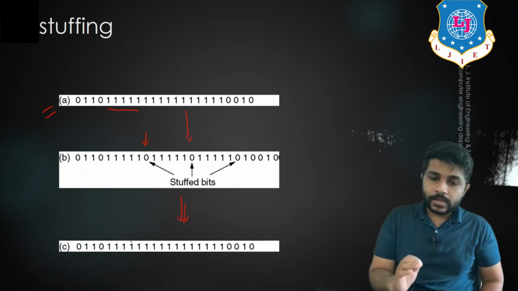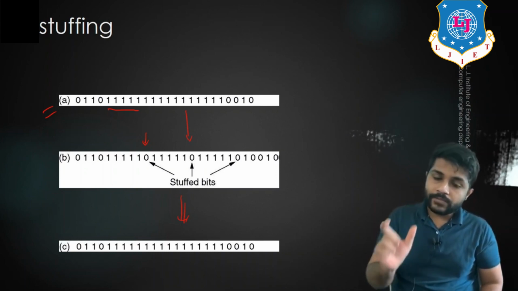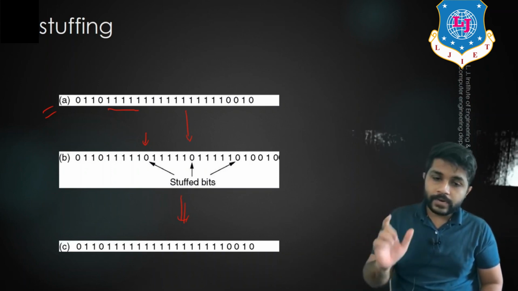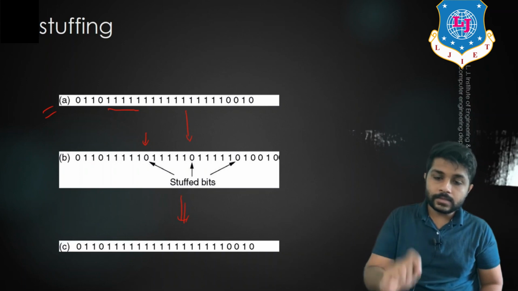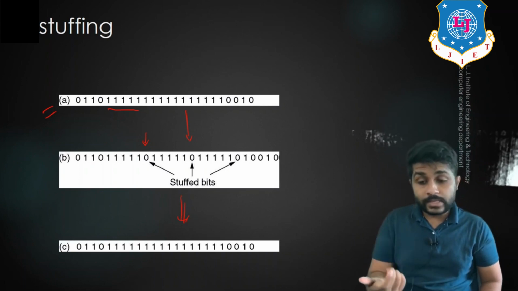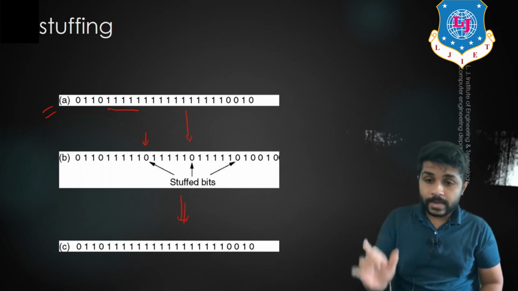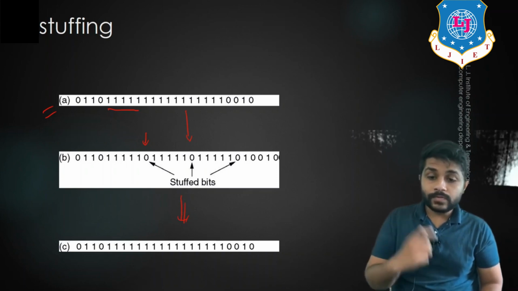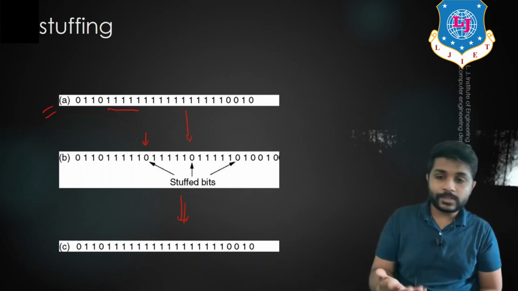So in bit stuffing, the function of the sender is to add 0 after 5 consecutive ones, which is fixed. Whenever the sender finds 5 consecutive ones, it will add 0. At the receiver side, whenever the receiver finds 5 consecutive ones, it will remove the 0 after those 5 consecutive ones. So this is it for the framing.